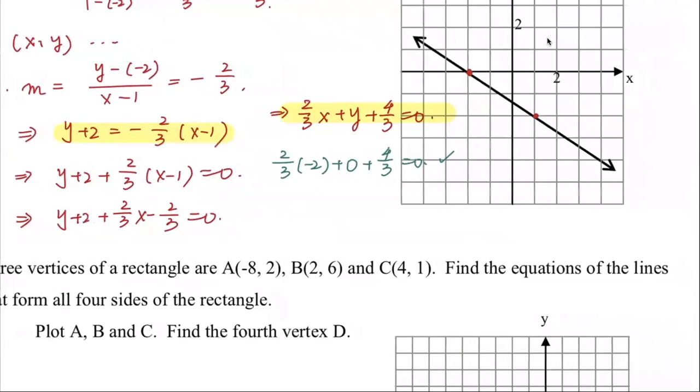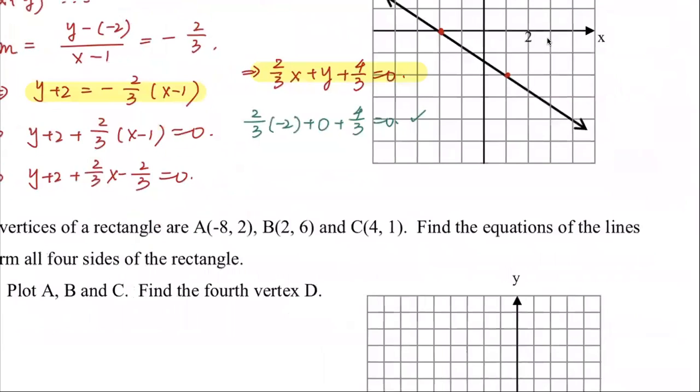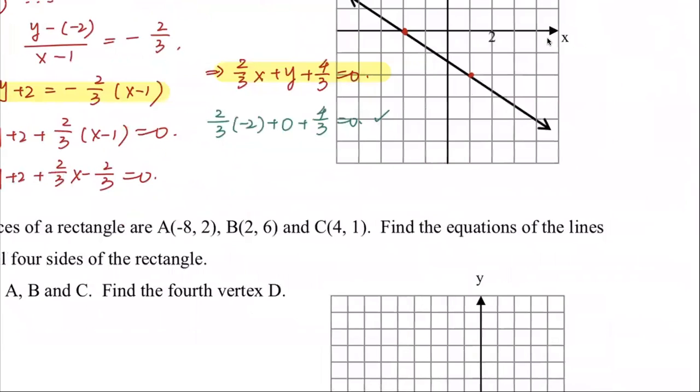Okay? So 2 over 3 times -2, that's -4 over 3, right? -4 over 3 plus 0 plus 4 over 3 is equal to 0. Indeed, that's correct. So that means this equation over here is correct. Okay.